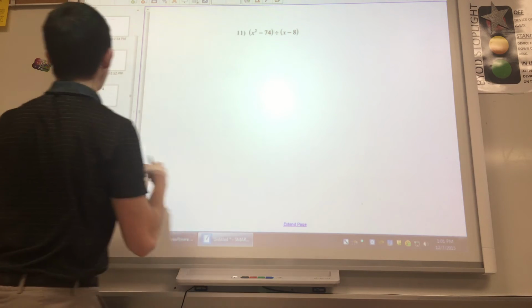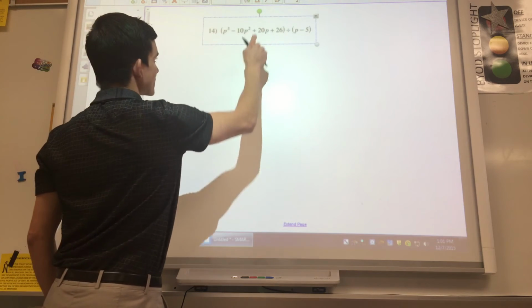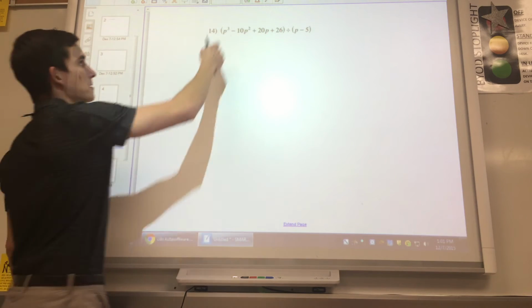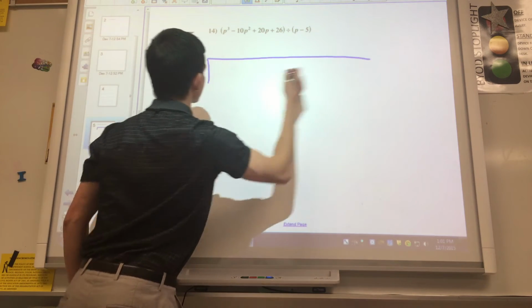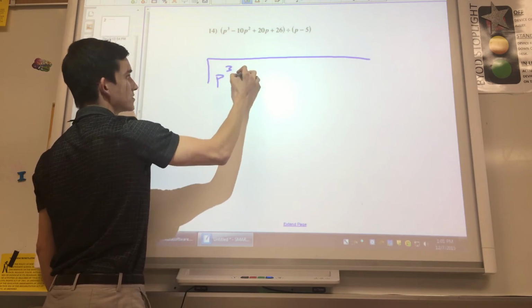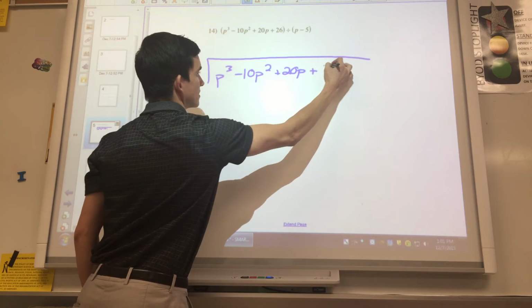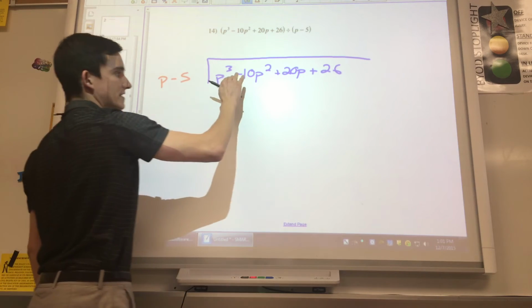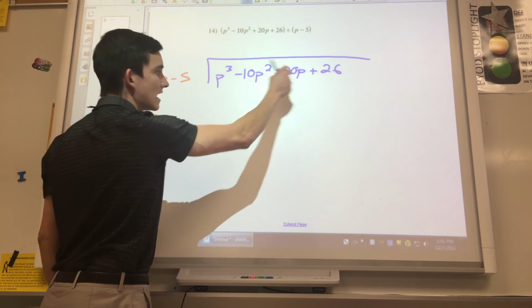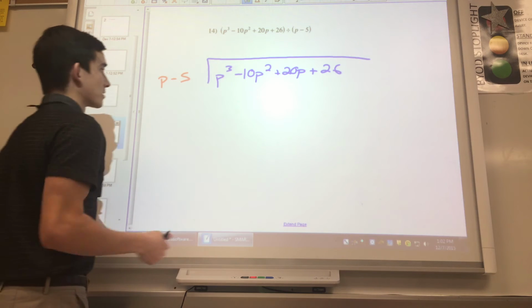Now, the really long one. Yeah, this one looks a bit tougher. It's actually not too bad. The reason I say that is notice everything is already written in descending order. So we have p cubed minus 10p squared plus 20p plus 26, and it's all being divided by p minus 5. Now, if I didn't have 3, 2, 1, 0, I would need something there holding the place of whatever term. But I do, so I'm ready to go.